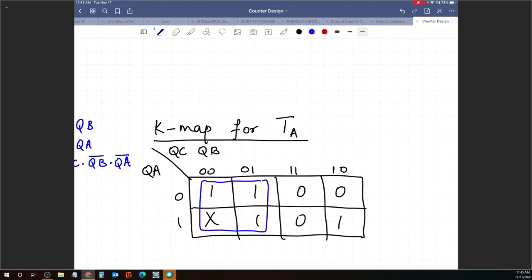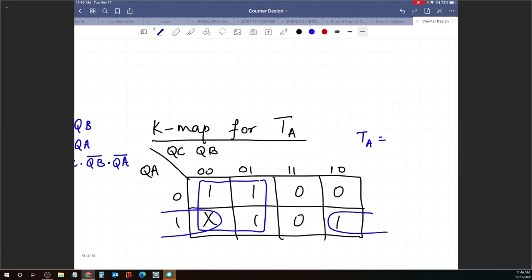That's your group 1, and this is going to be your group 2. Again, a unique simplest answer here, which is very nice. So TC is TA, is what? QC complement, right?